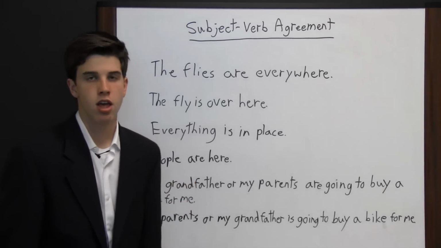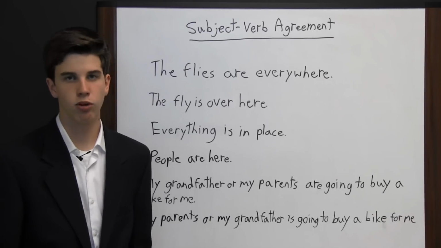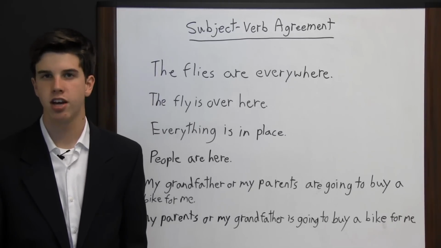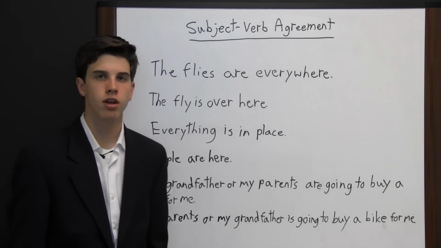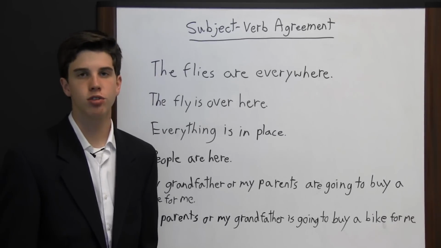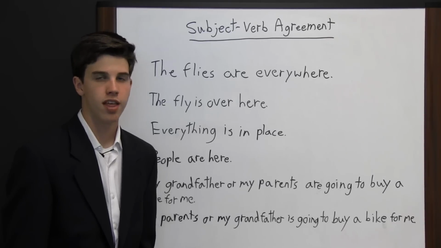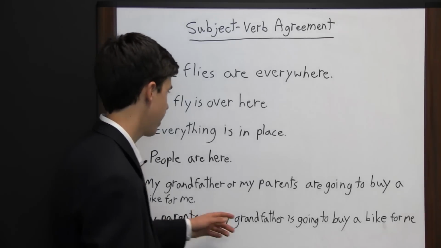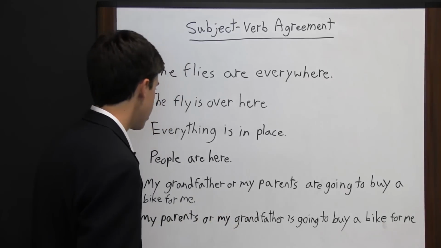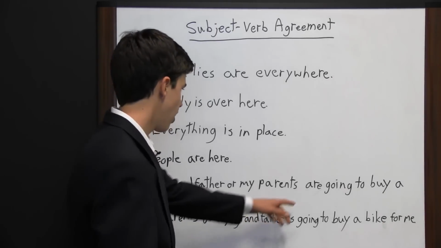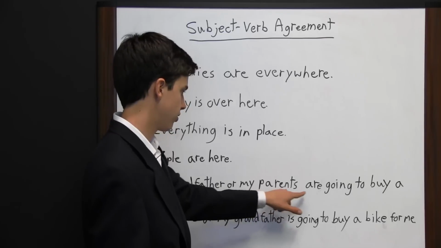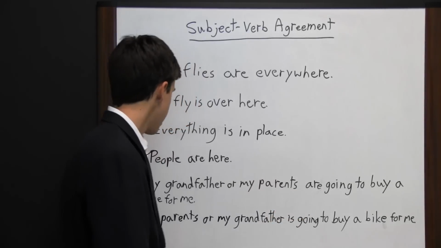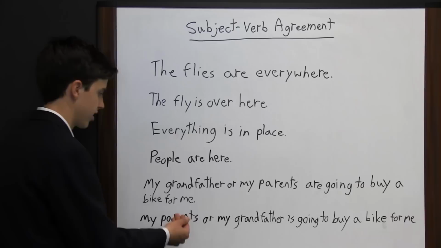There are some sentences where you're going to have two subjects, and one subject may be plural and one subject may be singular. So the question arises, do I use a singular or plural verb? Well, the answer to that question is choose the word that is closest to the verb. So here we say my grandfather or my parents are going to buy a bike for me. So we would say are, because my parents is closest to are, and parents is plural, so we use the plural verb are.